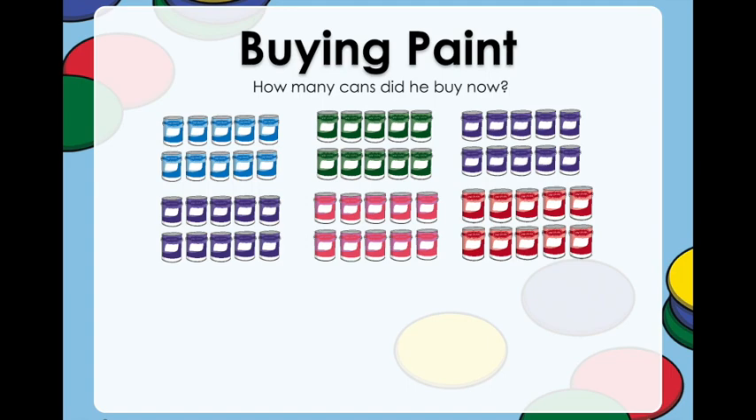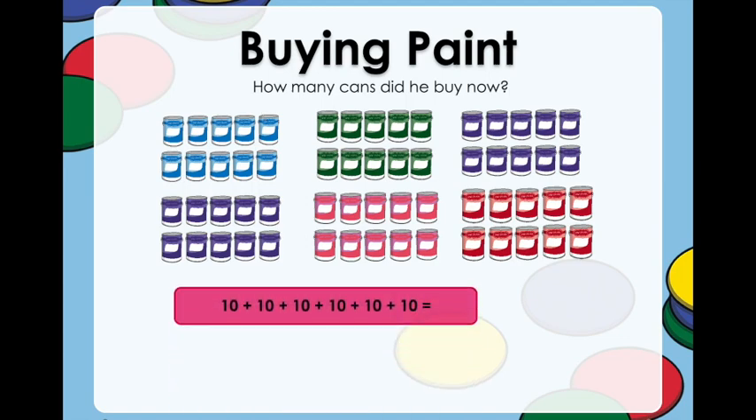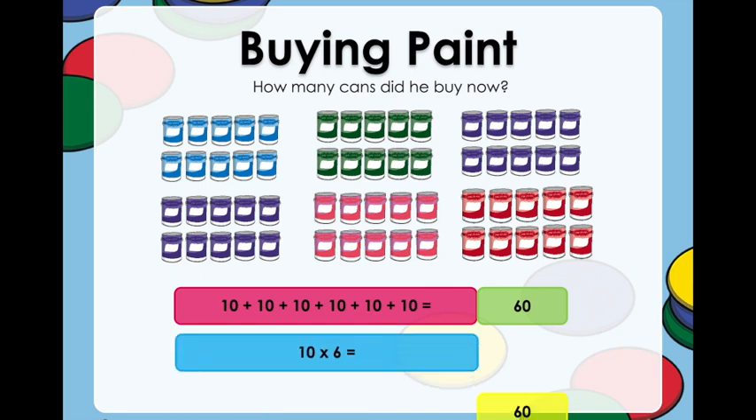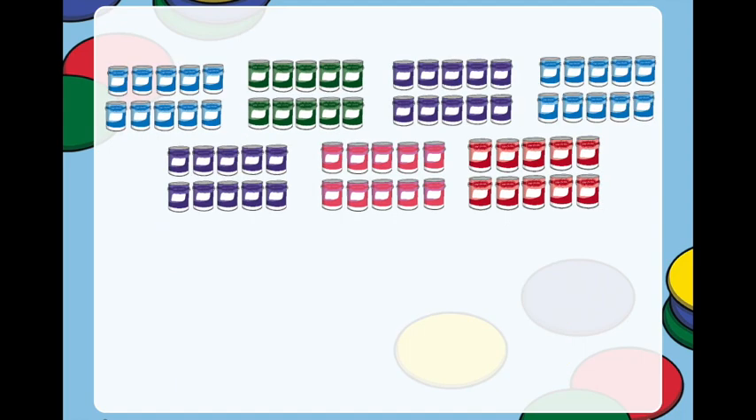Now how many cans did he buy now? How many groups of paint do you see here? We see 1, 2, 3, 4, 5, 6. 6 groups of paint, and in each group there are 10. So here we can say 10 plus 10 plus 10 plus 10 plus 10 plus 10, which is equal to 60. And to make it easier, we can say 10 times 6 is equal to 60.